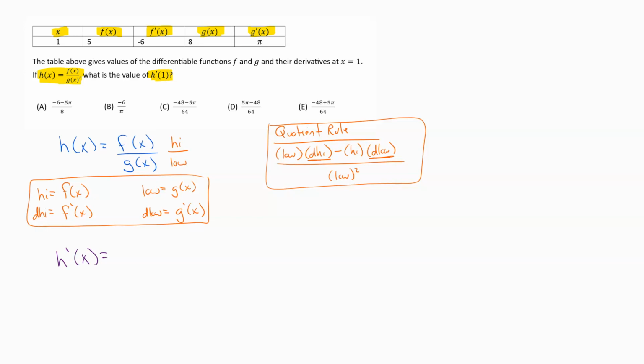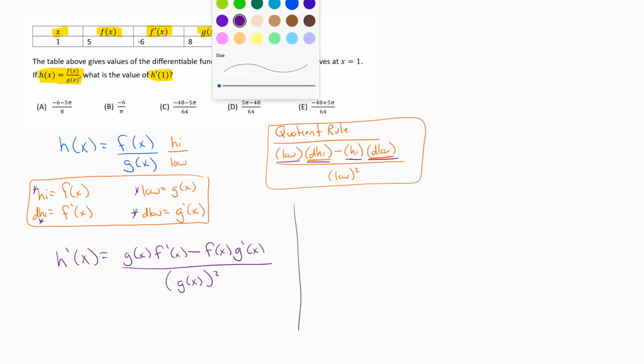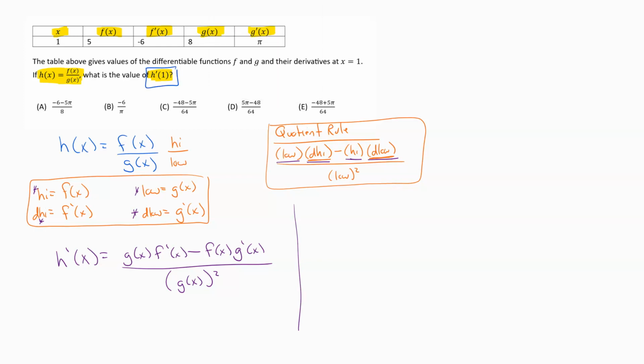So we'll put all these pieces back together following our quotient rule. So our derivative here is going to equal low g of x, d high, f prime of x, minus high f of x times d low g prime of x, and all of that is over the low g of x squared. So there's our derivative, and now they want us to find specifically what's happening at h prime of 1. So now wherever I replace x with 1, everywhere I see an x in my derivative, I'm also going to replace that with 1.